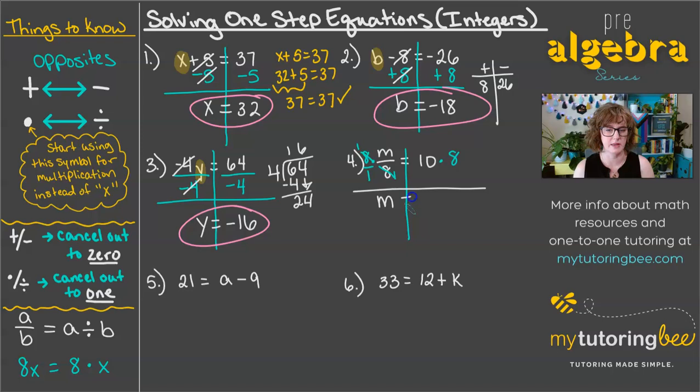So let me actually write it like this. I'm just going to drop down that m. My 8s have canceled out. And then over here, 10 times 8 gives me 80. So that is our solution for this one.